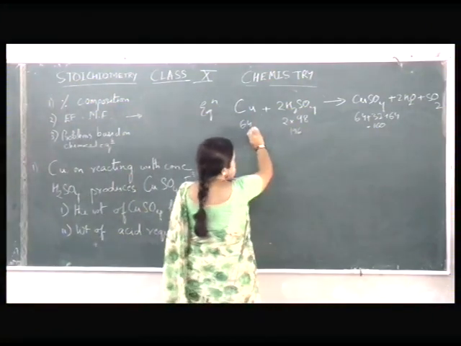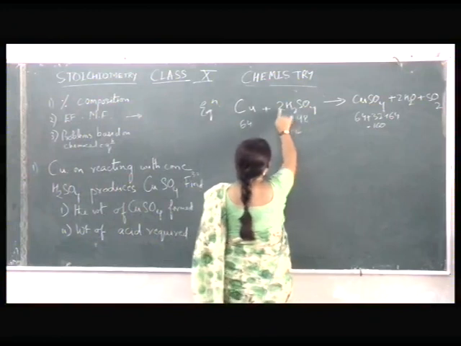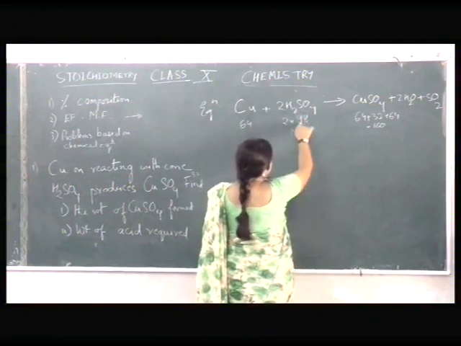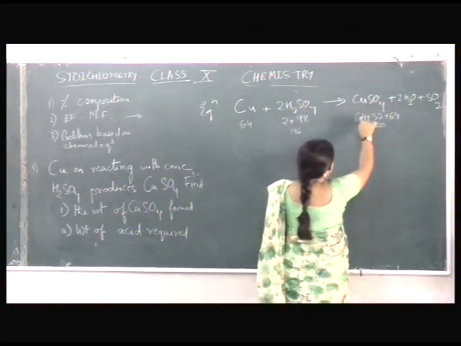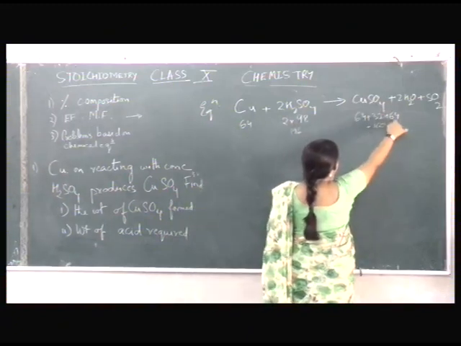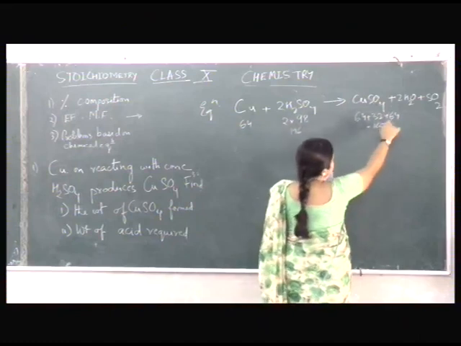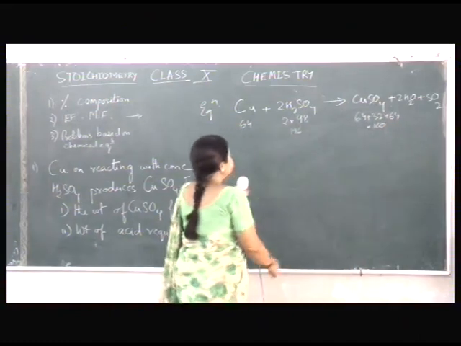Copper is 64 and here we have calculated 2 moles. So H2SO4 is 98, 2 into 98, that is 196, and copper sulfate: 64, sulfur 32, and 4 oxygen means 16 into 4 is 64, that is 160.